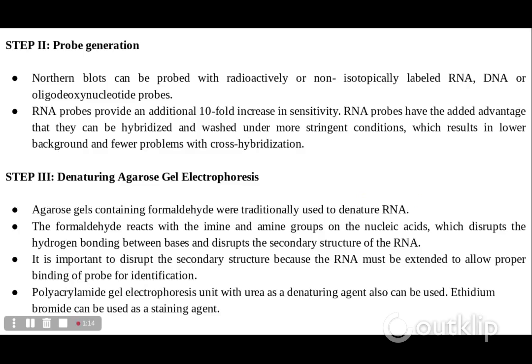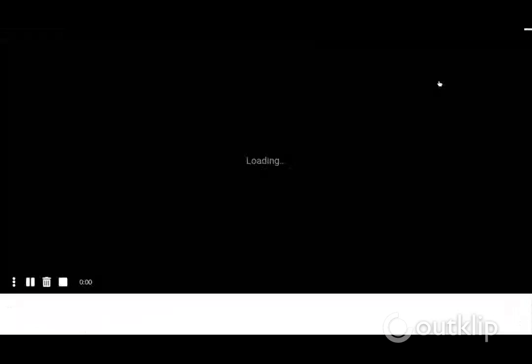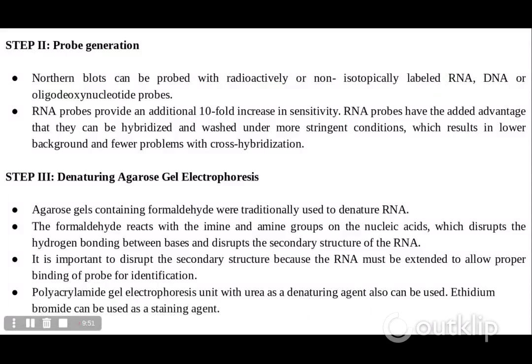The next step is probe generation, which involves a Northern blot that can be probed with radioactively or non-isotopically labeled RNA or oligonucleotide probes, and this has 10-fold sensitivity. Then it is denaturation with the agarose gel electrophoresis. So step 3 was the denaturation with the agarose gel electrophoresis.